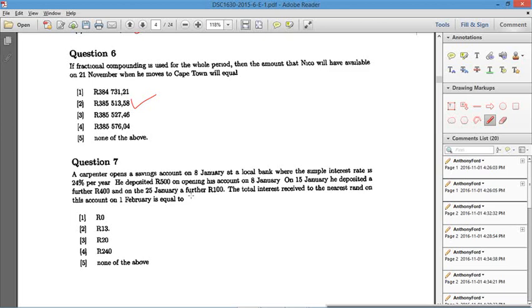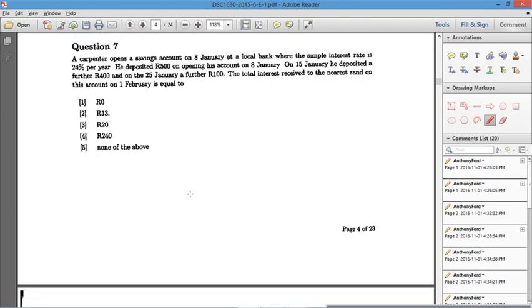Alright, so question 7 is talking about a carpenter opening a savings account on 8 Jan at a local bank where simple interest is 24% per year. Again, there's the keyword, simple interest. He deposited 5 on opening his account on 8 Jan. On 15 Jan, he deposited a further 4. 25th Jan, he deposited a further 100. The total interest to the nearest rand on this account on 1st Feb is equal to.